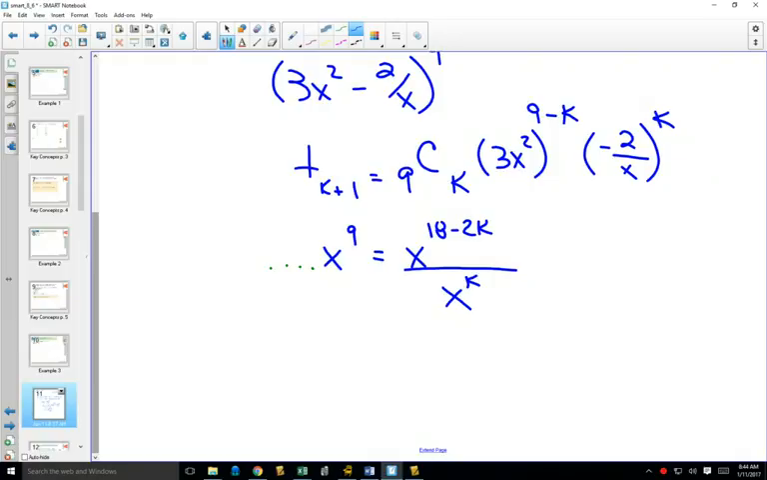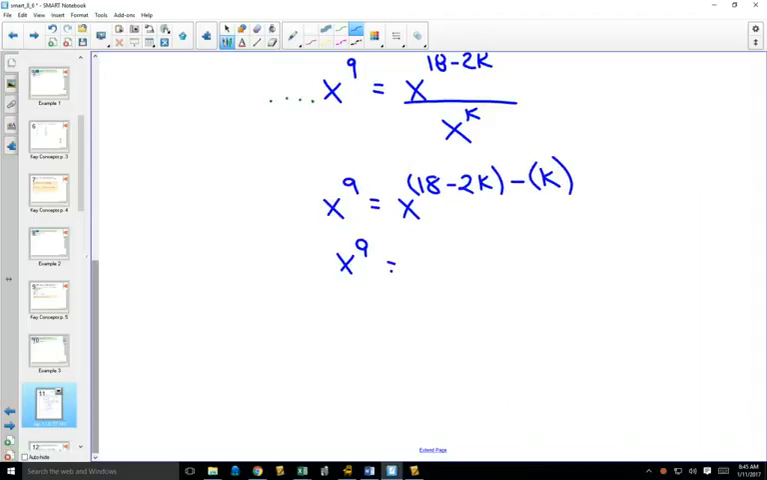Now, what do we do with our exponent laws? Well, this side is still x to the 9. What do I do when I divide with the same base? When you divide with the same base, you subtract the exponents. And so we get x to the 9 is equal to x to the 18 minus 3k.